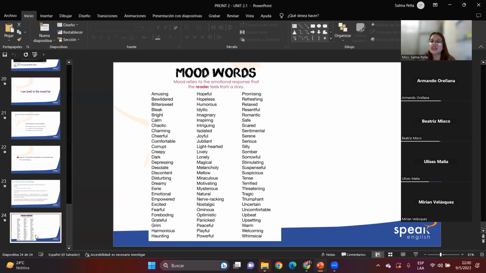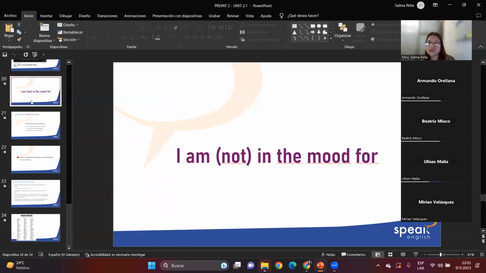Most of the time, mood is the emotional response that we have about something. Joyful, serious, sober, drunk, creepy, amusing, hurtful, hopeless, a lot of them. So we have more vocabulary in this last page, and that will be everything for today, guys.